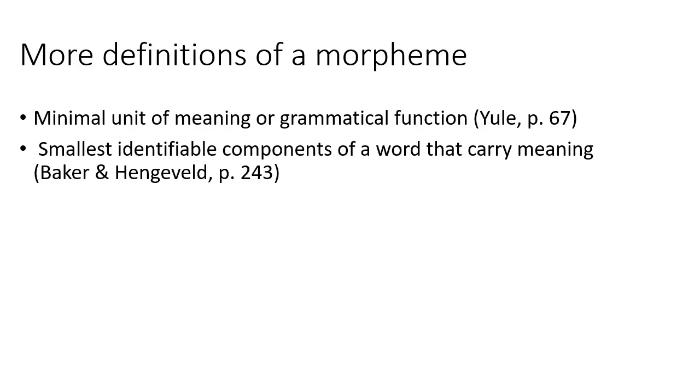Importance. Can we leave out any morphemes? Are some morphemes less important than others? Are some morphemes less crucial? Do they behave differently? Baker and Hengeveld say that they're the smallest identifiable components of a word that carry meaning. Well, I would say that that's exactly the same as saying smallest meaning unit, but it's another definition. So you can think about those. But Yule has introduced this idea, notice, that grammatical morphemes might be somehow less carrying of meaning, or that their meaning is more fixed. And we'll come back to that, so hold that idea in your head.